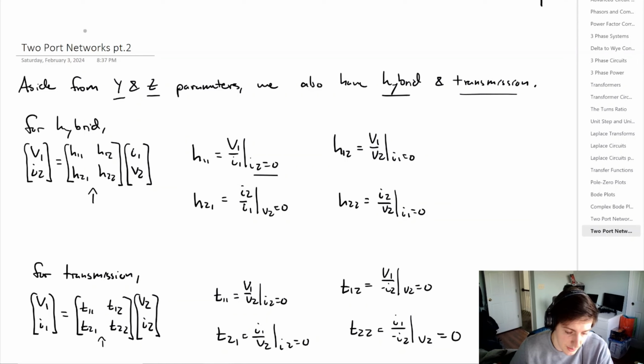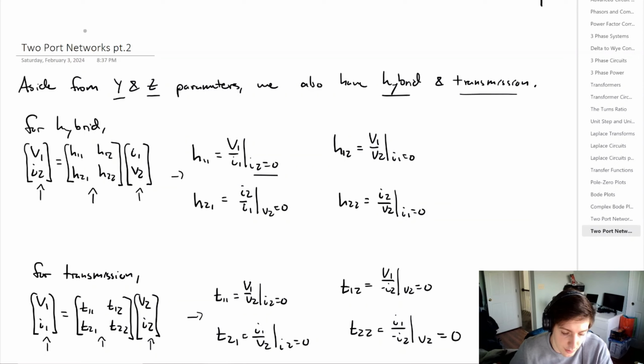For the hybrid, you can see that on one side you have V1 and I2. And on the other side, you have I1 and V2, but the values are flipped. And for the transmission on one side, you have V1 and I1, and on the other side, you have V2 and I2. So the transmission are a little bit easier to look at than the hybrid parameters. But nevertheless, we can derive what all of the values for H and T are.